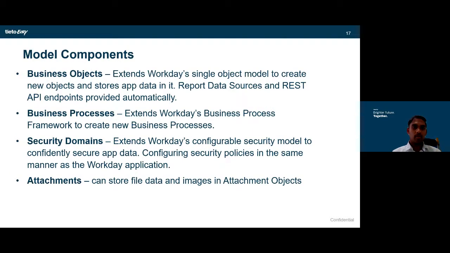So what are model components? There are 4 types of model components available. The first one is business objects. With this model component, we can create altogether a new business object. Like we have worker business object, contingent worker business object, dependent business object. We can create new business objects altogether with this model component. And that really holds the data of the Workday Extend.